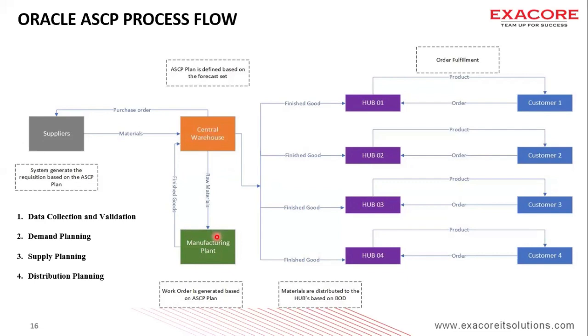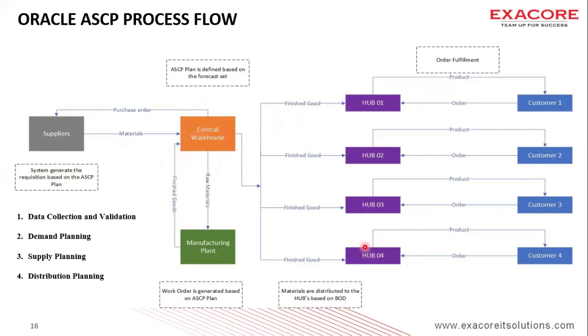The manufacturing plant will process the raw materials into a finished good. So once the production is complete and the finished good has been created, the finished good will again be transferred to a central warehouse. So this is how the process flow is happening. The central warehouse will hold these finished goods until they are needed in the regional hubs.